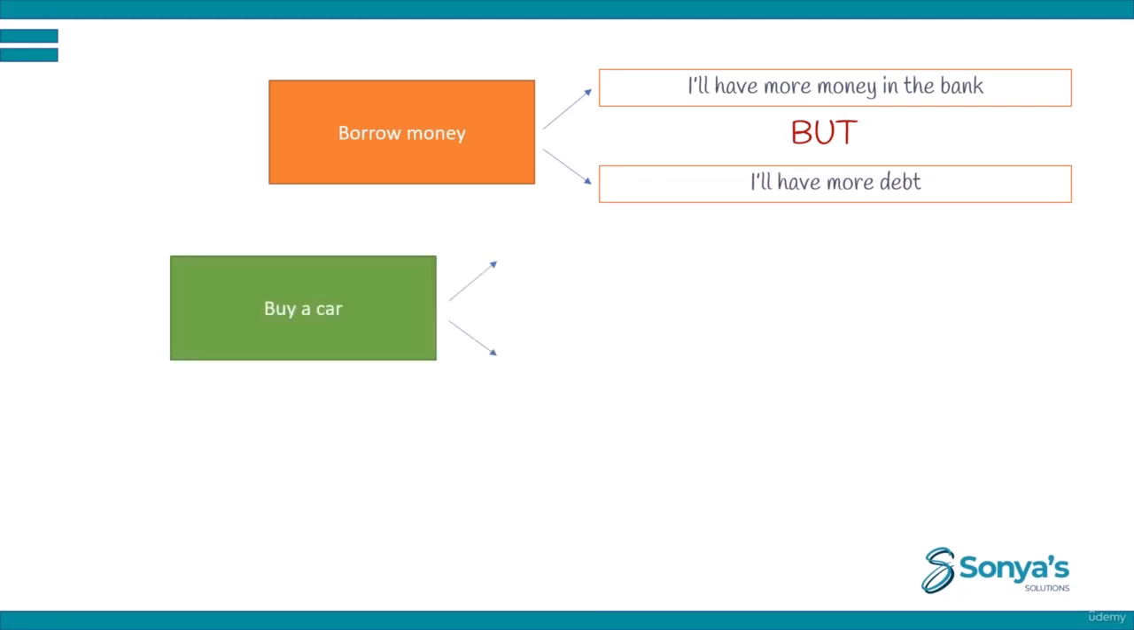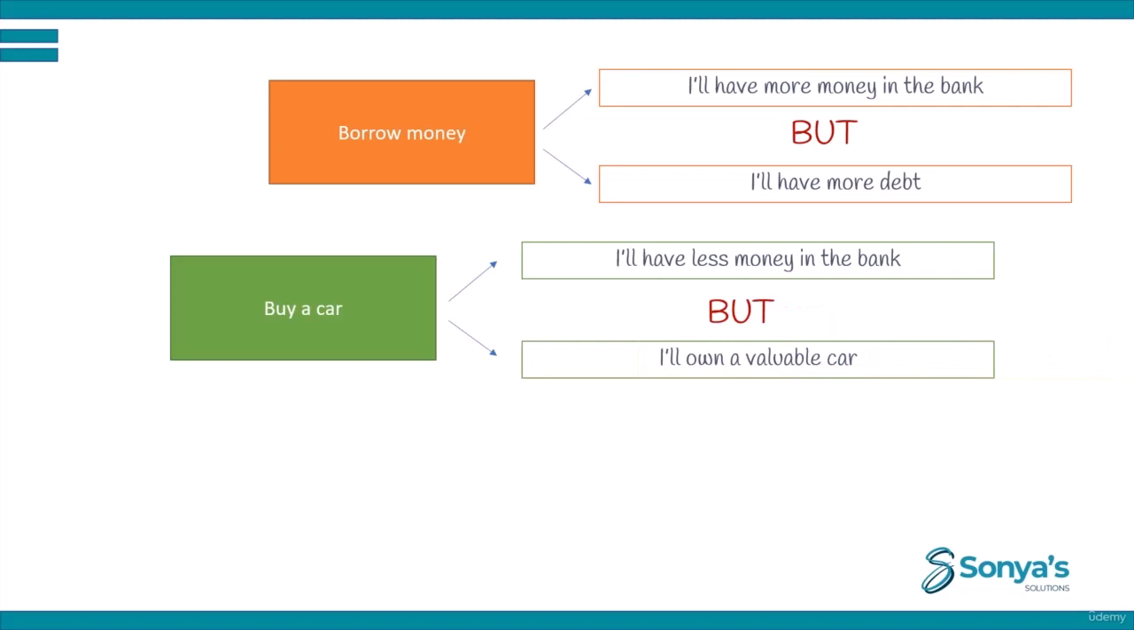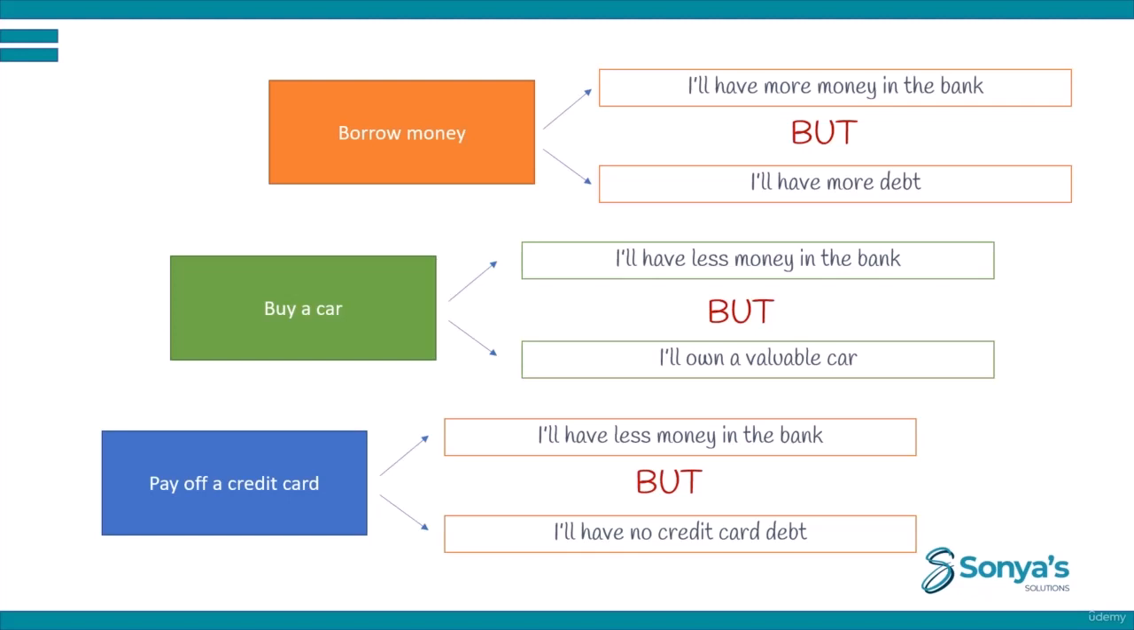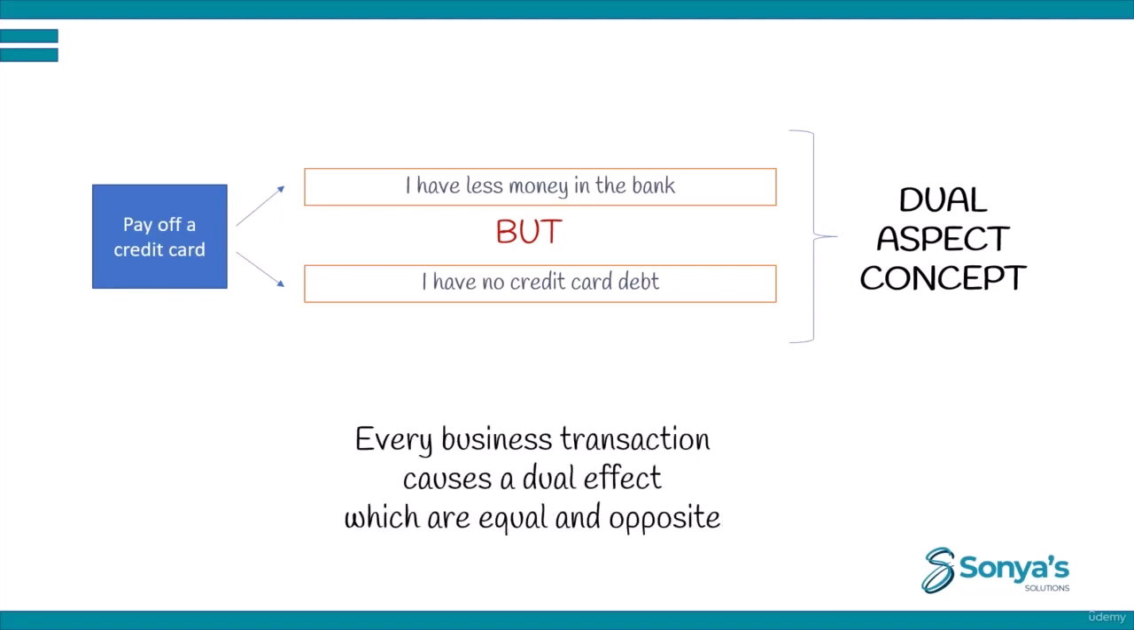What's the effect if you use some of the money to buy a car? Your bank balance would reduce, but you'll own a valuable car. What's the effect of settling a credit card debt? You'd have less money in the bank, but you'd have no credit card debt. The dual effect you see happening here is what we call the dual aspect concept in double entry bookkeeping. Every business transaction causes a dual effect which are equal and opposite.